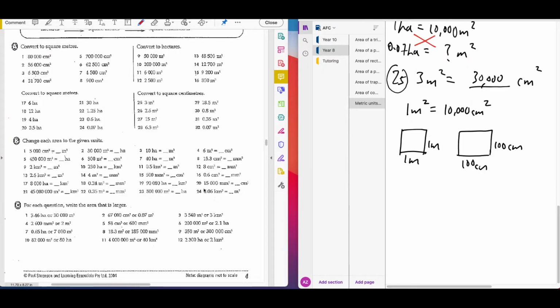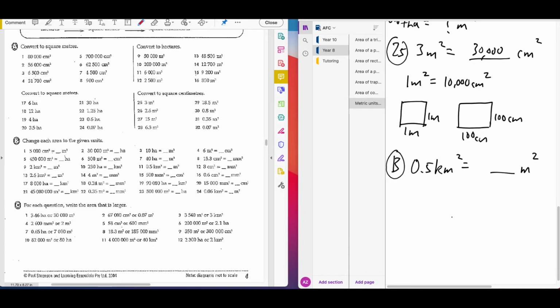So let's do, say, part B. Part B, let's just take a look at question 11, okay? 0.5 km squared is equal to how many meters squared, right? So let's just draw the square. Just start with 1 km squared is equal to how many meters squared? 1 km squared is basically 1 km by 1 km, right?